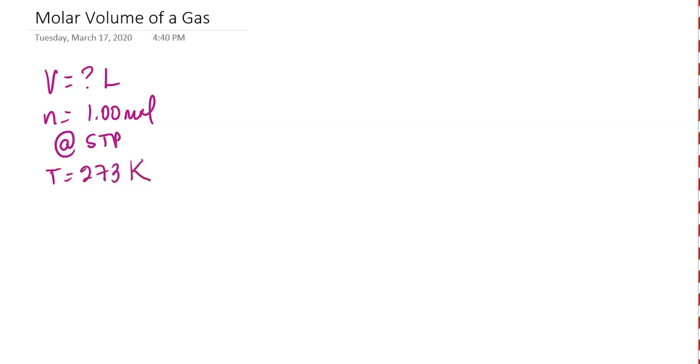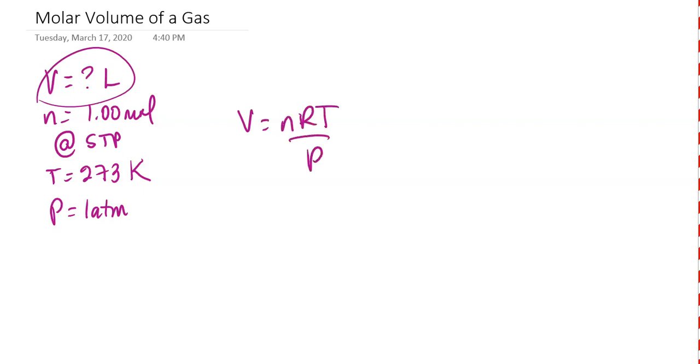We're actually going to demonstrate how to calculate the molar volume of a gas. So what that means is I'm trying to calculate what volume in liters a gas would occupy if I have 1 mole of the gas at standard temperature and pressure. So at STP, which again we know that the temperature is 273 Kelvin, I know that the pressure should then be 1 atmosphere. So if I'm solving for this volume, again, V is equal to nRT over P.